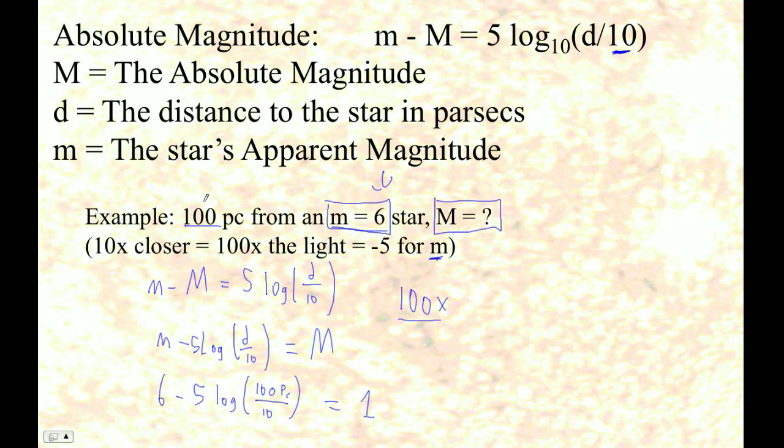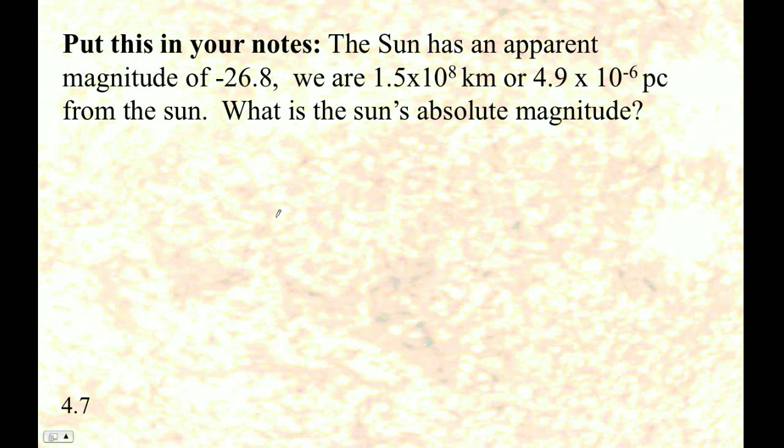Or another way to think about it is that we're too far from the star for it to be fair, so we get ourselves closer, which makes the magnitude brighter. Okay, so let's go ahead and take a look at this. The sun has an apparent magnitude of minus 26.8. We are that many kilometers, or 4.9 times 10 to the minus 6 parsecs.